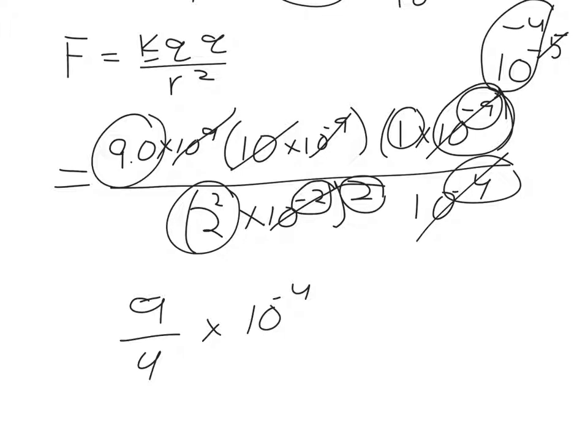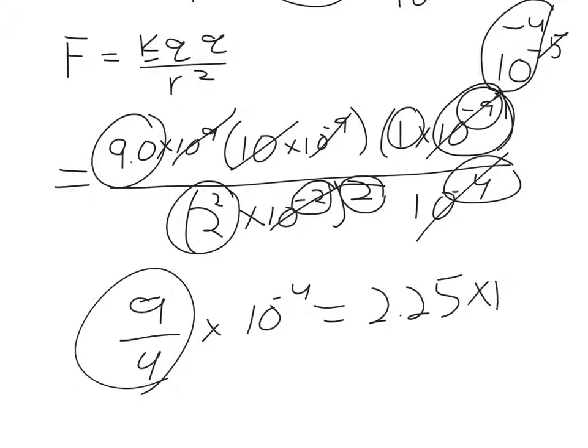I mean, you can do that. 9 over 4 is 2.25, right? So this is actually 2.25 times 10 to the minus 4 newtons. Not bad. Or 0.225 millinewtons. So not a big force.